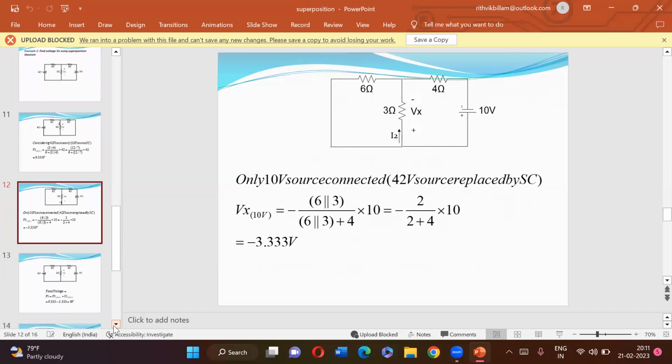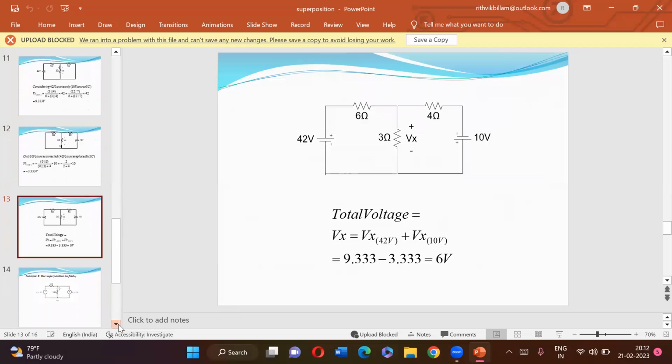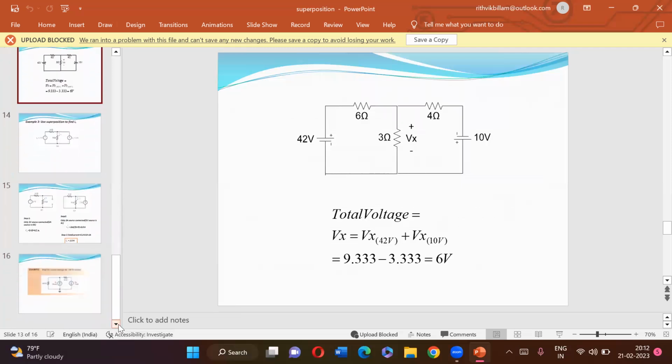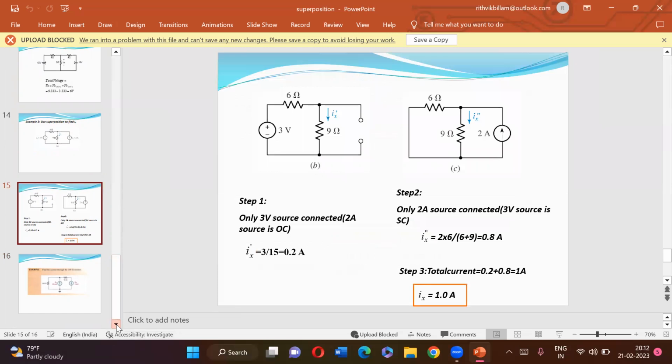Now the last step is to find the total voltage drop, that is, the total voltage across due to the 42 volts and the voltage due to the 10 volts. That gives you the net total voltage drop due to the two sources as 6 volts. This is the result found by using the superposition theorem. Thank you.